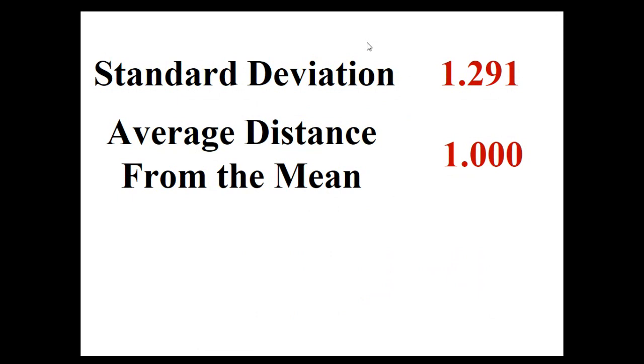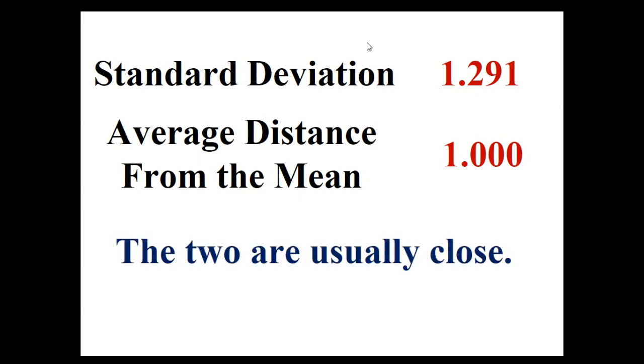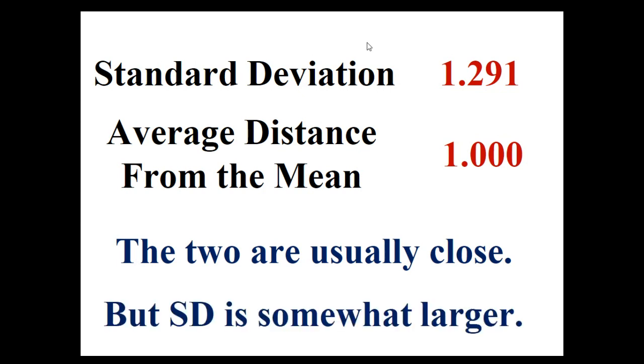If we calculate the standard deviation, and if we calculate the average distance from the mean for the same group of raw scores, we usually find that these two are pretty close to each other. They tend to be close. But the standard deviation is usually somewhat larger than the average distance from the mean.